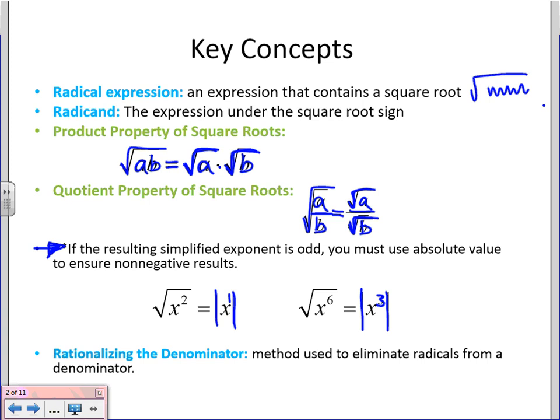And then finally we've got rationalizing the denominator, and this is a method used to eliminate radicals from a denominator. I'll show you how to use that in some examples later on. But just know that we can't have radicals in our denominator because then our radical expression will not be simplified.